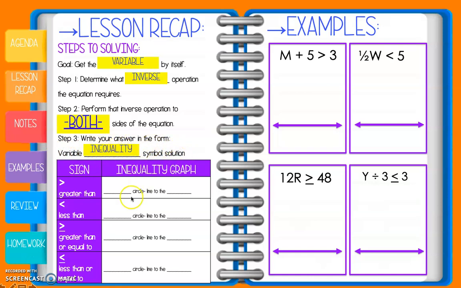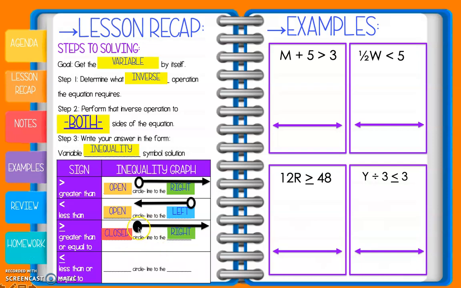Okay, so let's just do a quick refresher since we're going to be graphing our solution sets. If we're graphing greater than, we're going to have an open circle with a line to the right. Okay, open circle, line to the right. If we're graphing less than, we're going to have an open circle with a line to the left, okay? Open circle, line to the left. If we're graphing greater than or equal to, we're going to have a closed circle with a line to the right, okay? Because it could be this value or anything greater. When we're graphing less than or equal to, we're going to have a closed circle and a line to the left. Okay, closed circle because it could be this number or anything less.